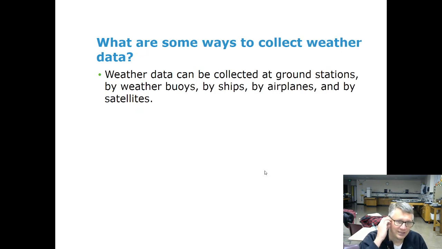And where do we get this information? We have planes that are constantly flying, checking the air. We have ships out in the ocean. We have buoys that are constantly sending information, satellite information. We'll be spending some time taking a look at that. But hopefully this will help you with elements of the weather.